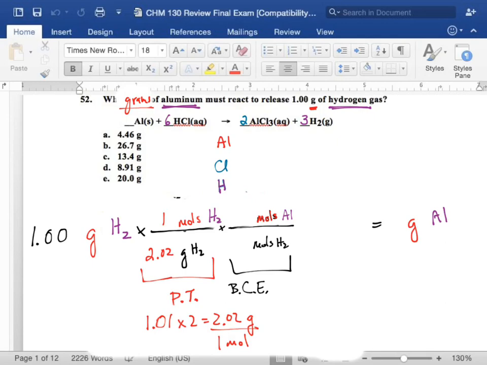Aluminum's on the right: 2. Aluminum's on the left: whoops, it is 1. It needs to become 2. Okay, by changing that number, chlorine's on the left: 6. Chlorine's on the right. Hydrogen's on the left: 6. Hydrogen's on the right: 6. Did I change a number? Did aluminum go from 1 to 2? Yes. So I do it again.